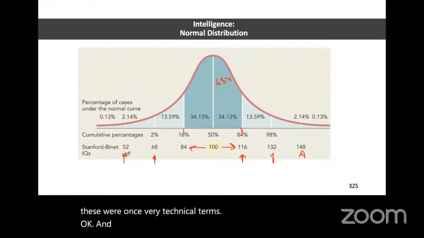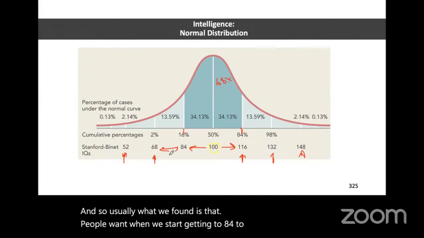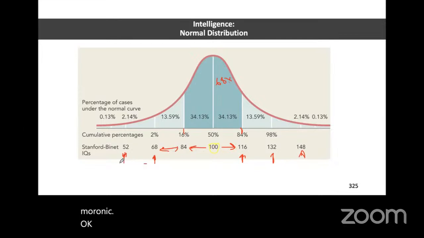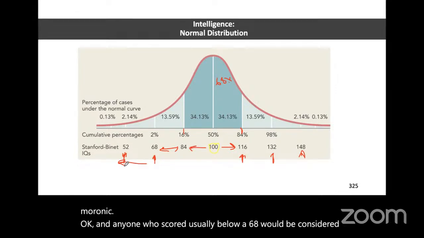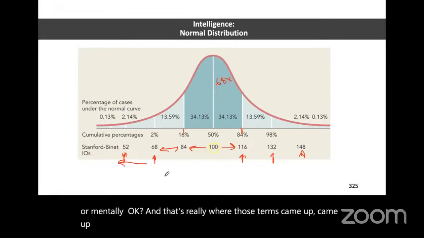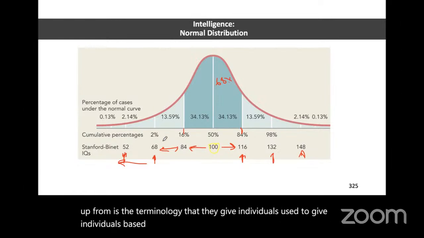And so usually what we found is that people, when we start getting to 84 to 68, originally the term was called moron. This is someone who would be considered moronic, okay? And anyone who scored usually below a 68 would be considered retarded or mentally retarded, okay? And that's really where those terms came up from, is the terminology that they used to give individuals based on the score that they scored on a standardized intelligence test, okay?